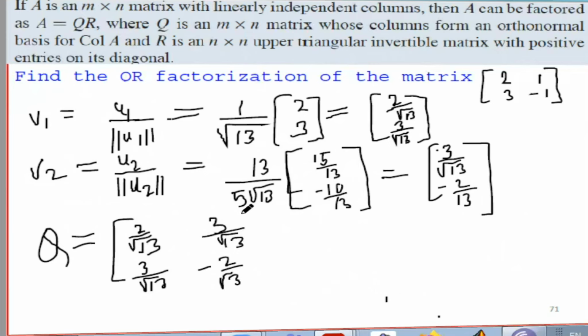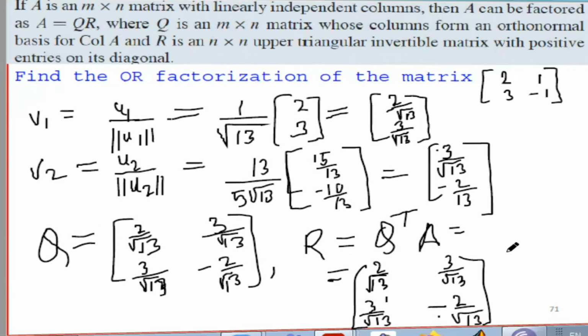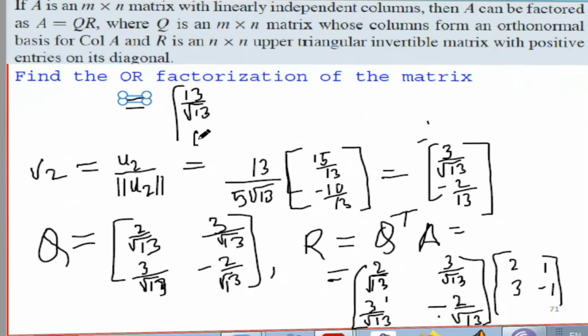This is Q. So A can be factorized as Q times R. The R matrix is the upper triangular matrix, which is obtained by the formula transpose of Q times A. So the transpose of Q is [2 by root 13, 3 by root 13; 3 by root 13, minus 2 by root 13], and A equals the given matrix [2, 3; 1, -1]. Multiplying these two matrices, the first column gives 6 plus 6 over root 13, which is 13 by root 13, and 0.